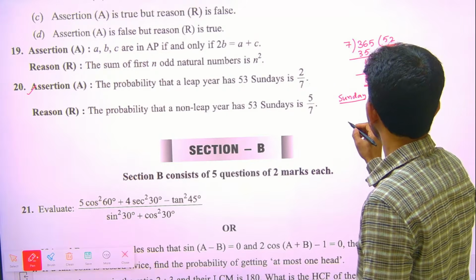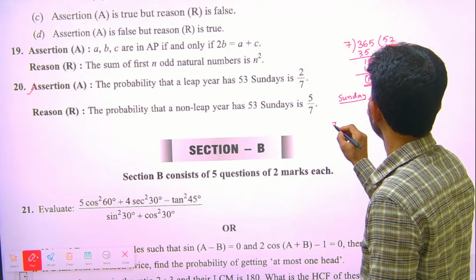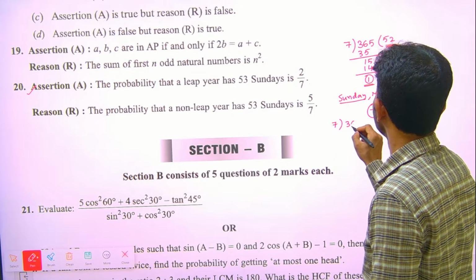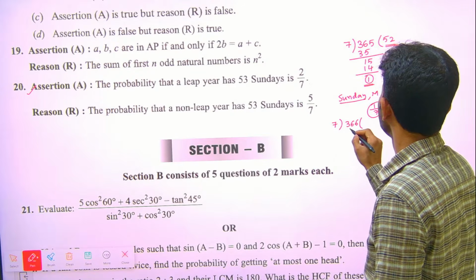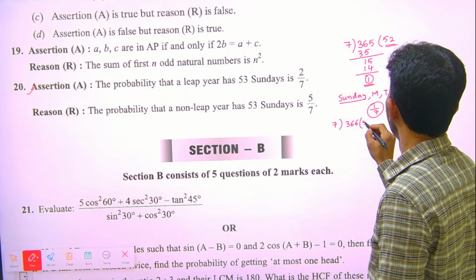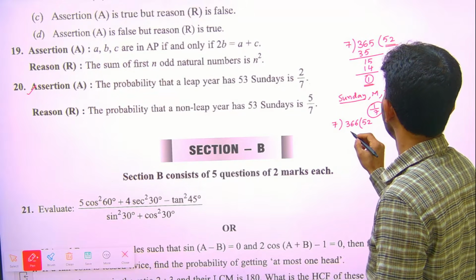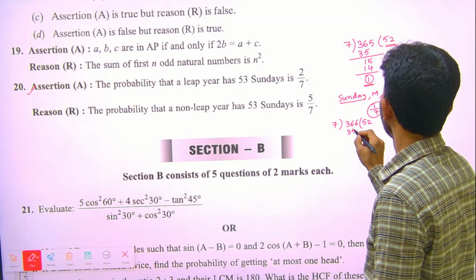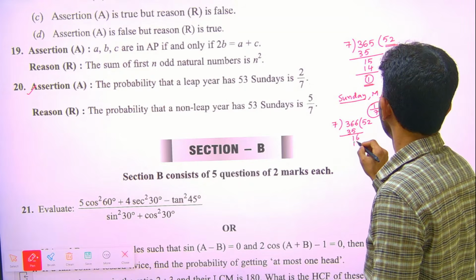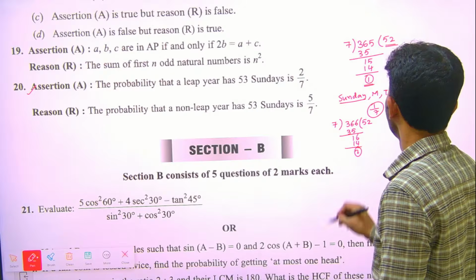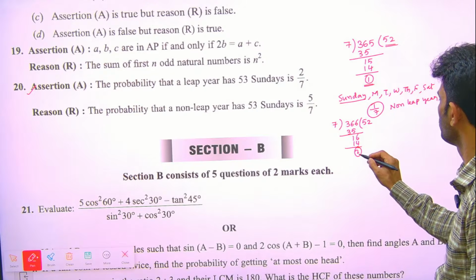What about a leap year? If it is a leap year, what happens? We have to divide 366. If you divide 366, what will come? 52 only will come here, but here 35, 16, 14, the remainder will be 2. 2 days will be left.